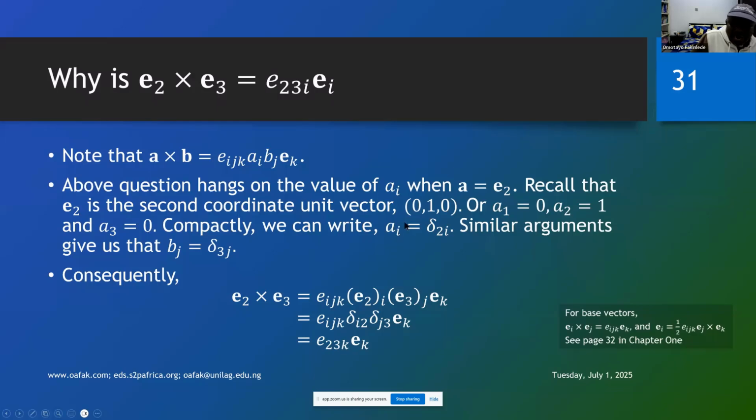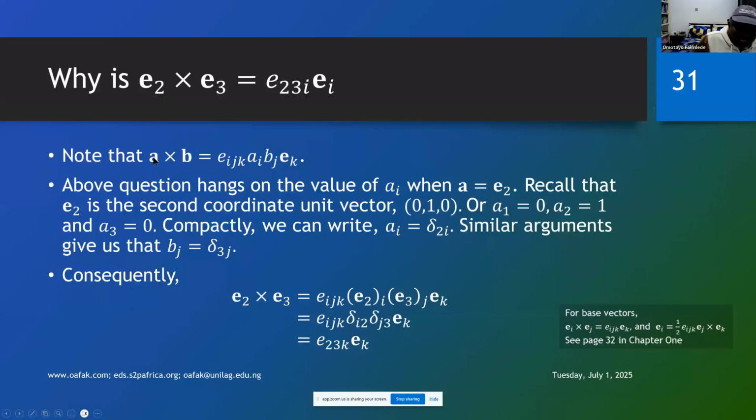Compactly, we can express those three equations in this form, that Ai is delta 2i. Because when it is A1, it is delta 2,1, which is 0. When it is A2, it is delta 2,2, which is 1. And when it is A3, it is delta 2,3, which is 0. So instead of writing three equations, you can write it like this. Similarly, instead of writing three equations for B, we can say Bj is delta 3j. We can use the summation symbol very powerfully.